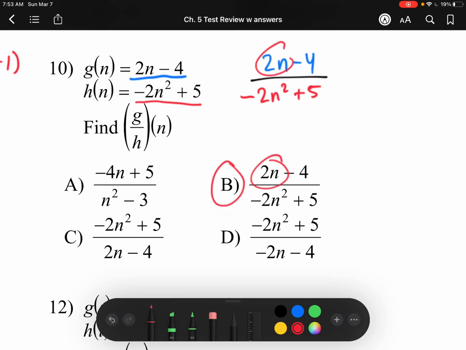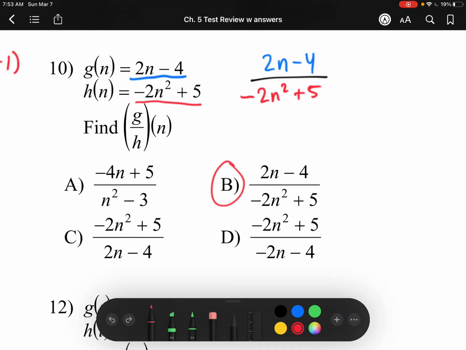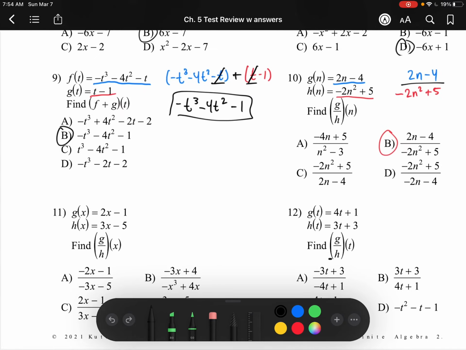I'm going to match them in blue, right? So 2n minus 4, and then negative 2n squared right here plus 5. So our answer is B. Just always, when you have a division problem, you always want to see if you can factor it. If you can factor it and eliminate things, make sure to do that. All right, number 11.